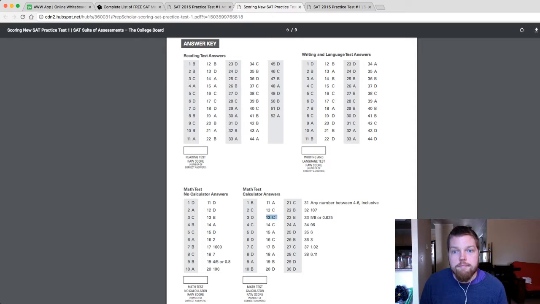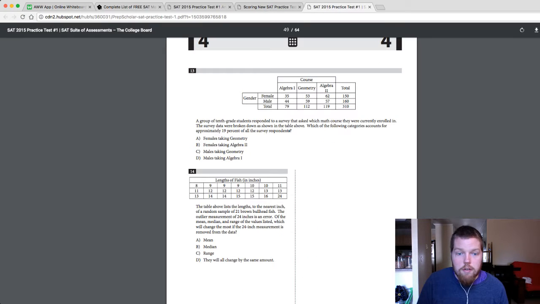C. So they gave you enough information for you to just get the answer from the question. You don't have to read the choices or be intimidated by this table right here. You just need to know the definition of all survey respondents, multiply that by 0.19 to get what 19% of it is, and then find that number on the table, 59, and then select your answer, C, which is correct.